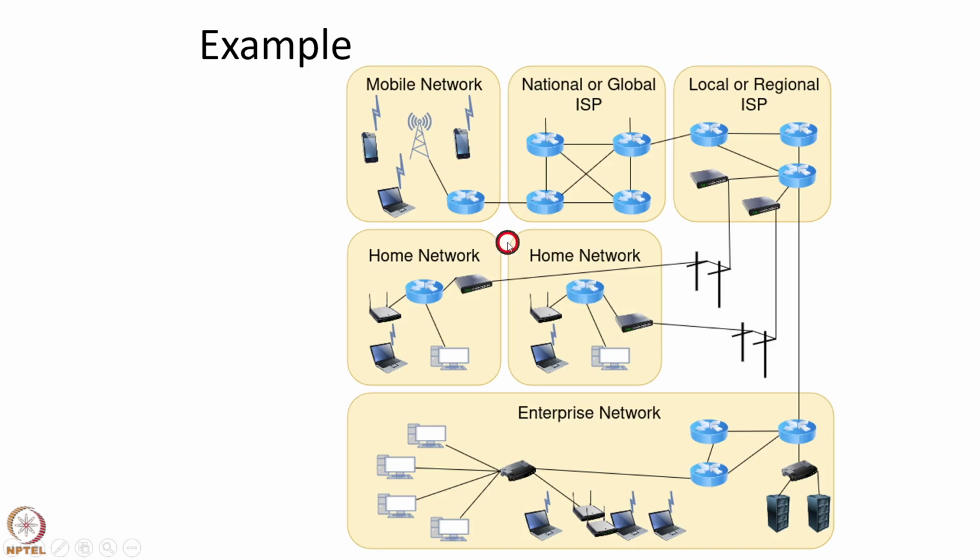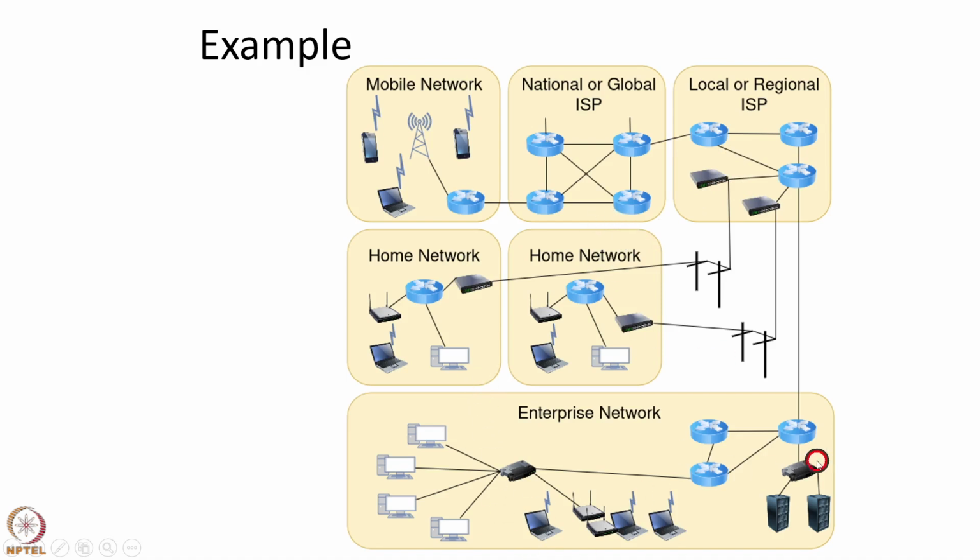This example shows a fragment of the internet. So we can see that the internet consists of a large number of networks connected together. It is a network of networks, hence the name internet or internetwork. So let's go through a few of the networks that constitute the internet.